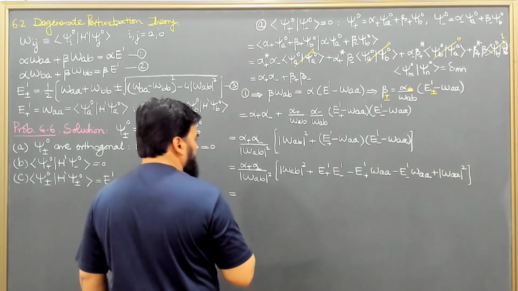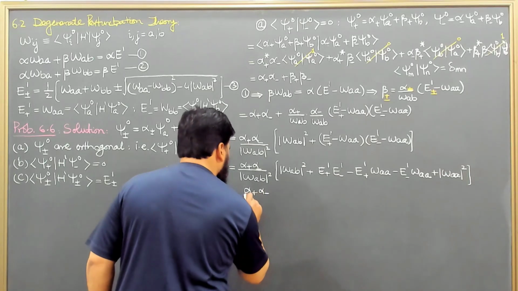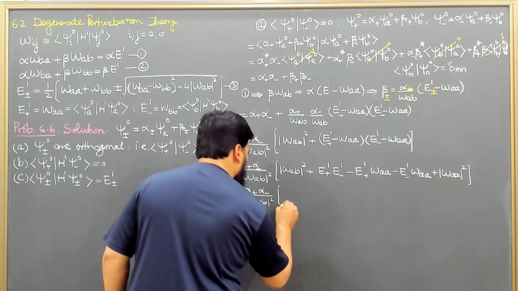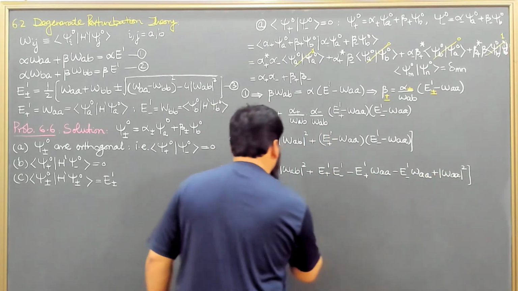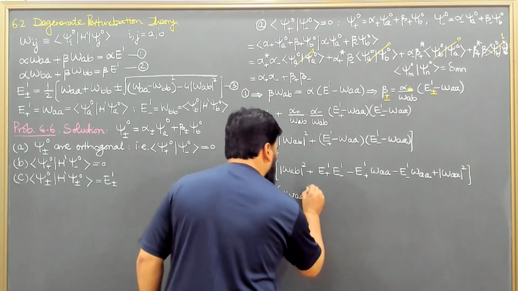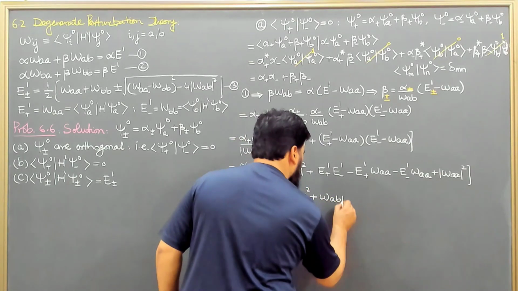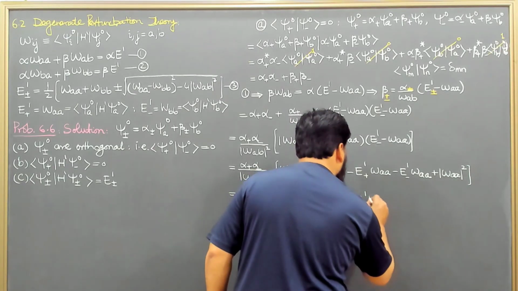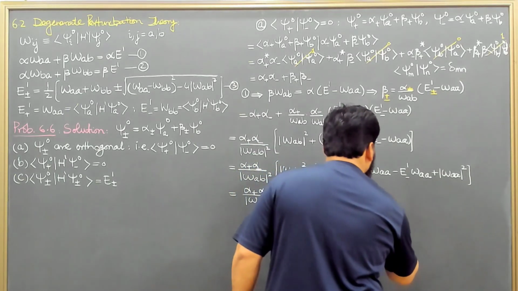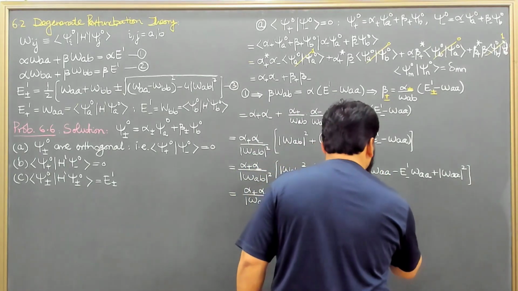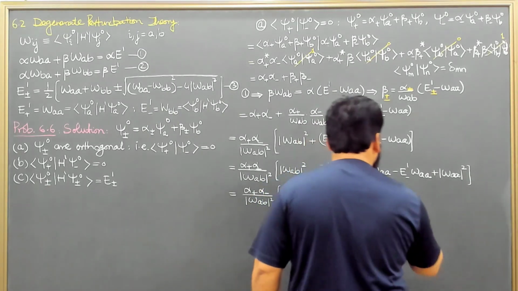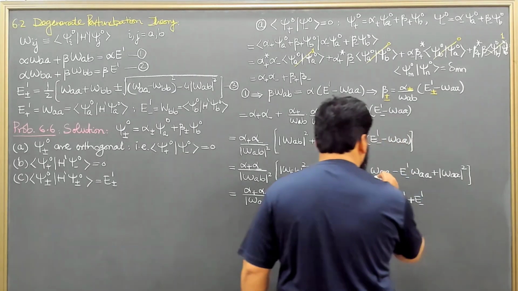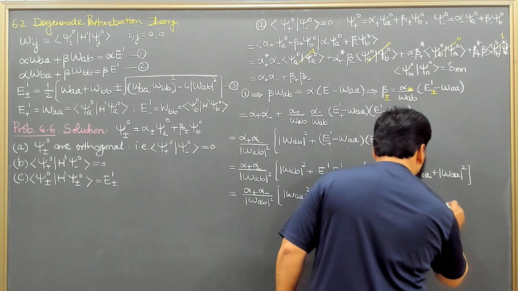And this thing is equal to alpha plus alpha minus divided by |WAB| squared. Here WAB and here WA. So |WAA|² plus |WAB|² plus (E plus 1) multiplied with (E minus 1). And then if I take WAA common, then minus and minus as well. So I will have E plus 1 plus E minus 1 and WAA here.